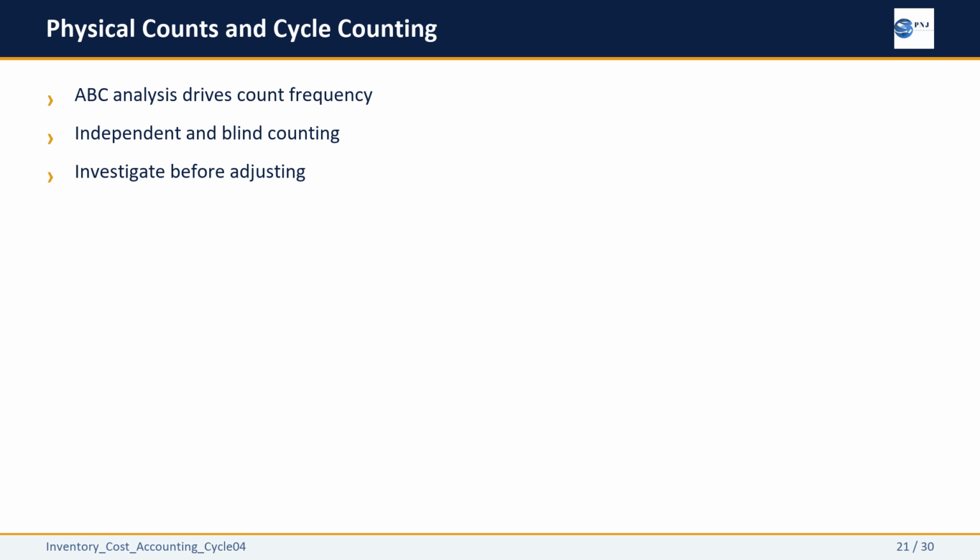The key controls are independence and blind counting. Counters must not be the regular custodians and must not see the system quantity first. When physical differs from book beyond tolerance, you investigate timing differences, counting errors, and genuine shrinkage before any adjustment is posted, and you watch for patterns that signal theft.